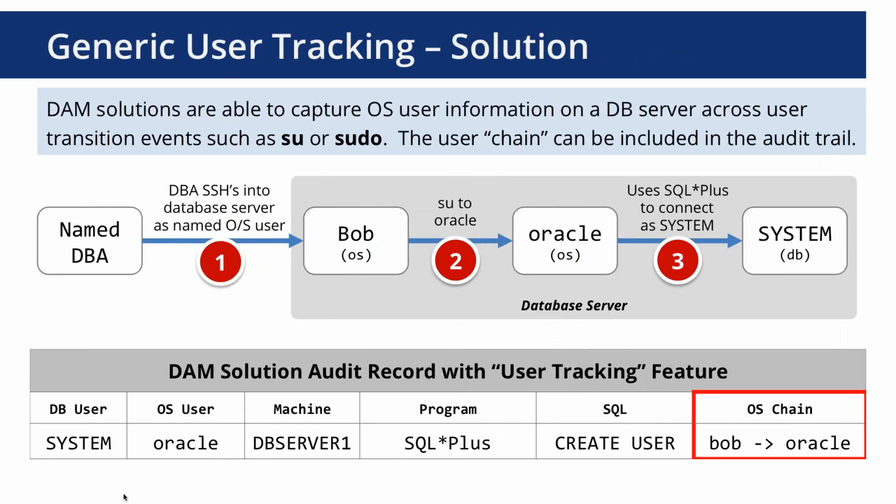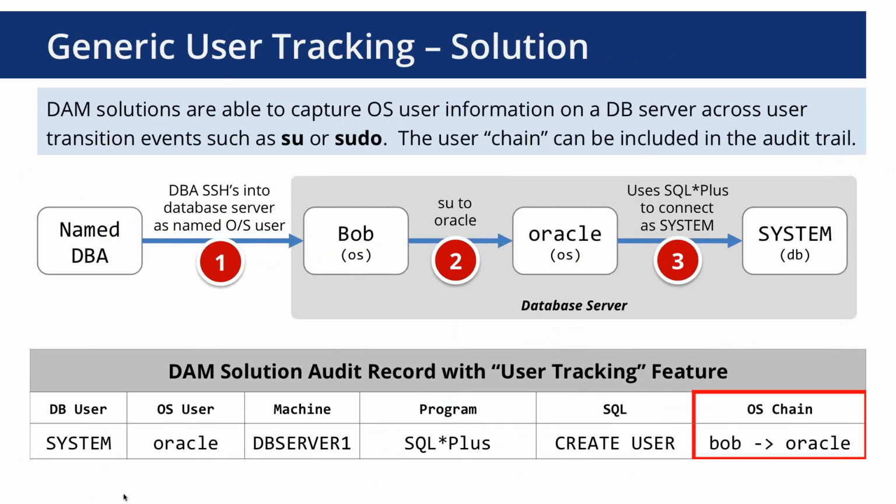Now with the user tracking feature, I capture the exact same information, but I have one more piece of information, which is this OS user chain, which is basically Bob transitioned to Oracle. So now I know at the end of the day, the Oracle user was really authorized as Bob to get into the box. So now I'm starting to solve some problems. I'm starting to solve this generic user tracking problem so I can actually add much better information to my audit record than previously.